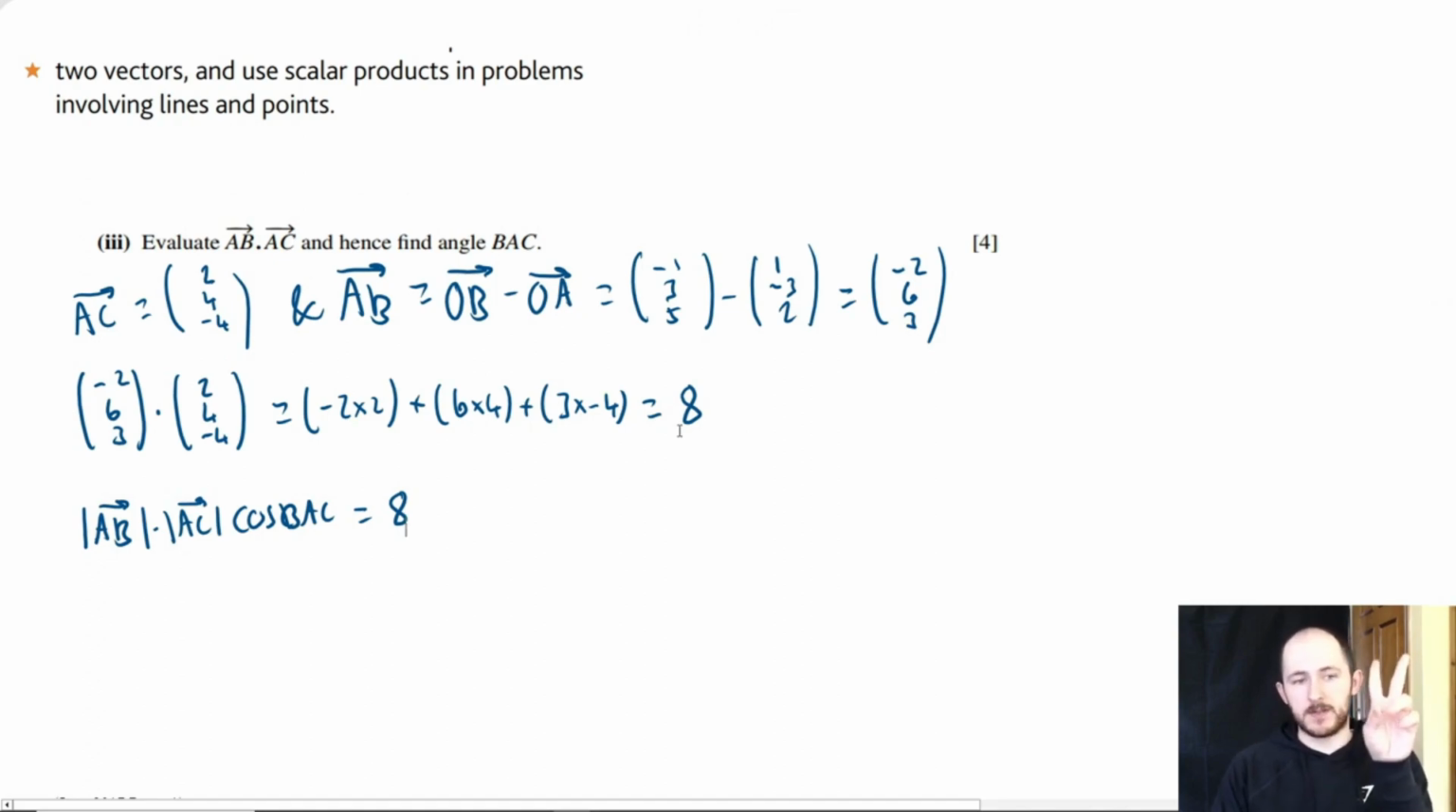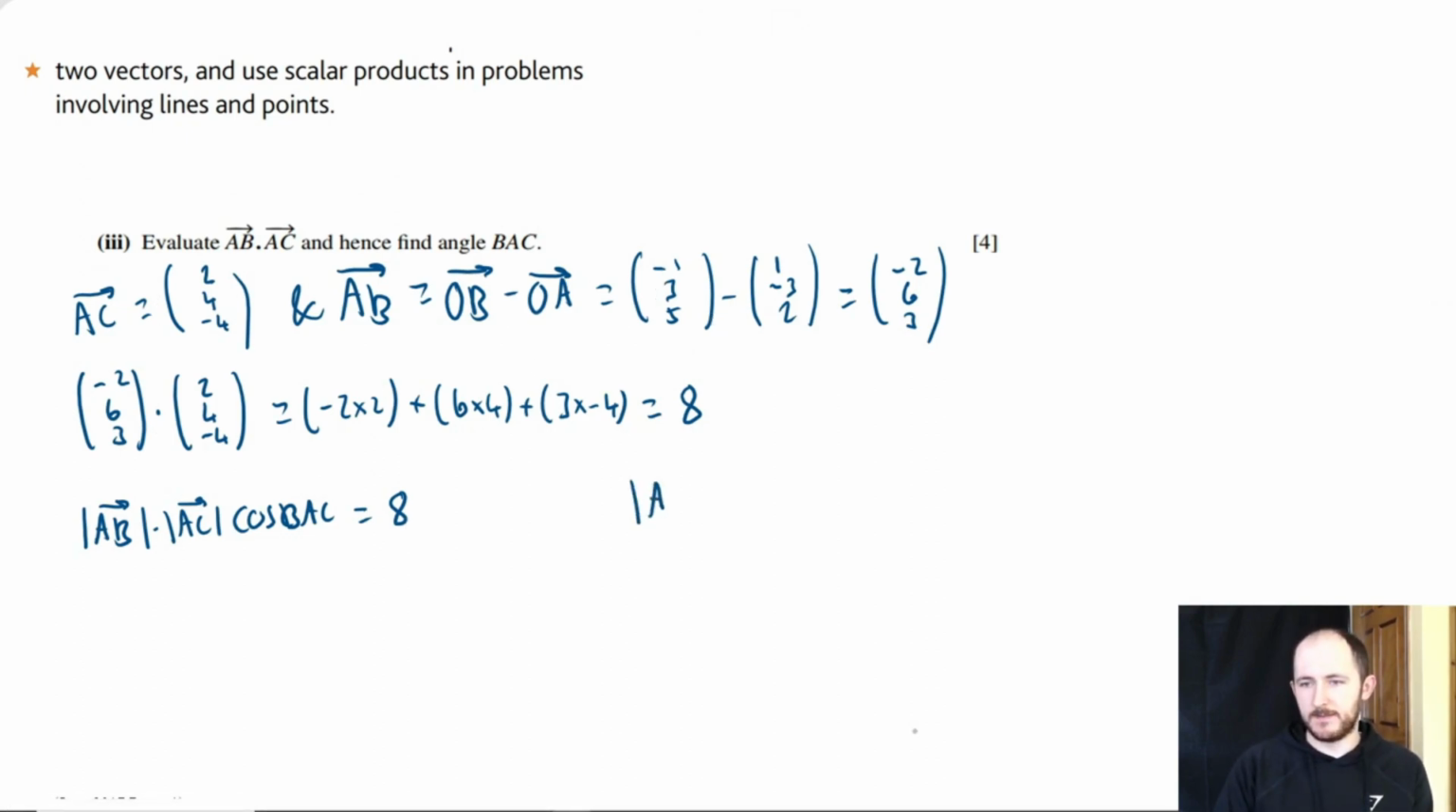So there's two versions. One, if you have the i, j, k components and you're just asked to work out the dot product, you times them together and add them up. If you want to work out the angle, or you don't have the actual components themselves, you want to use the magnitude of one vector times the magnitude of the other vector, cos the angle between them, equals 8. So what we need to do now is work out modulus of AB and modulus of AC.